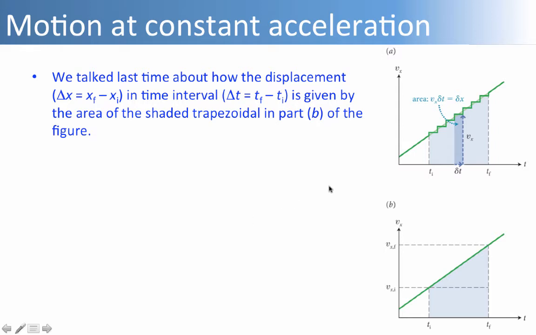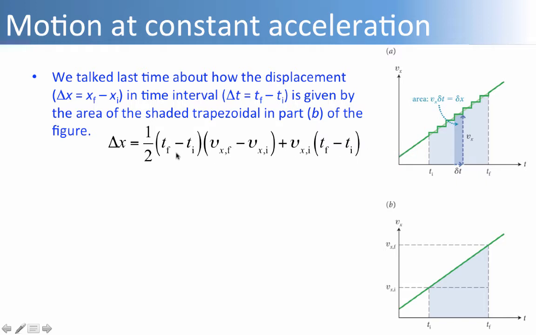We talked last time about how we can see that the displacement delta x in some time interval delta t can actually be given by the area under the velocity versus time curve. In the case of constant acceleration, the velocity versus time curve is a straight line. So we can write the displacement, delta x, as the area under this curve.